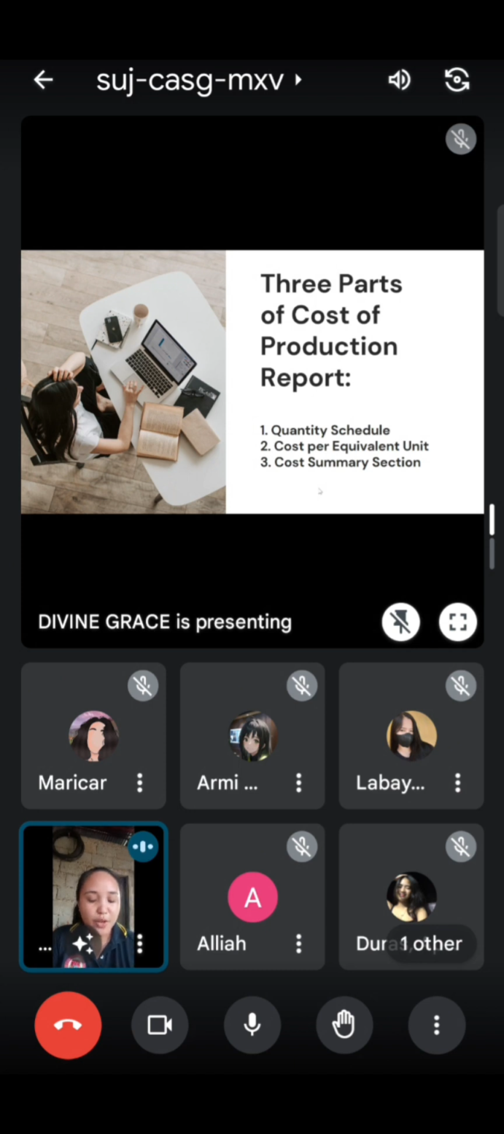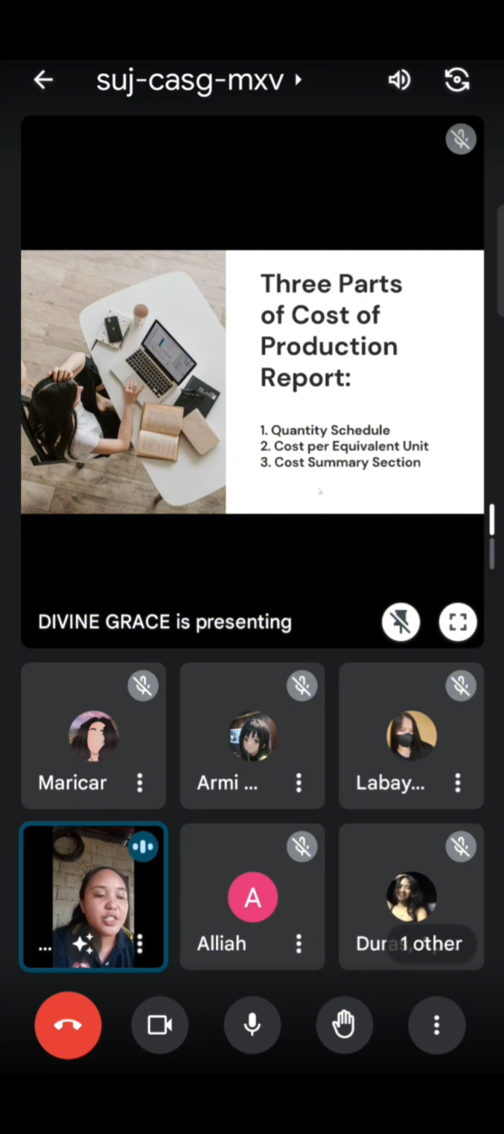Dito rin kinukuha yung mga nagastos na nagawa sa proseso ng paggawa ng per units na ipoproduce niya. So, for example, ang nagastos niya sa pag-produce ng mga units is 10,000 and nakapag-produce siya ng 200 units. So, ang per unit niya is 50 pesos. Ganon. And then next is yung cost summary section.